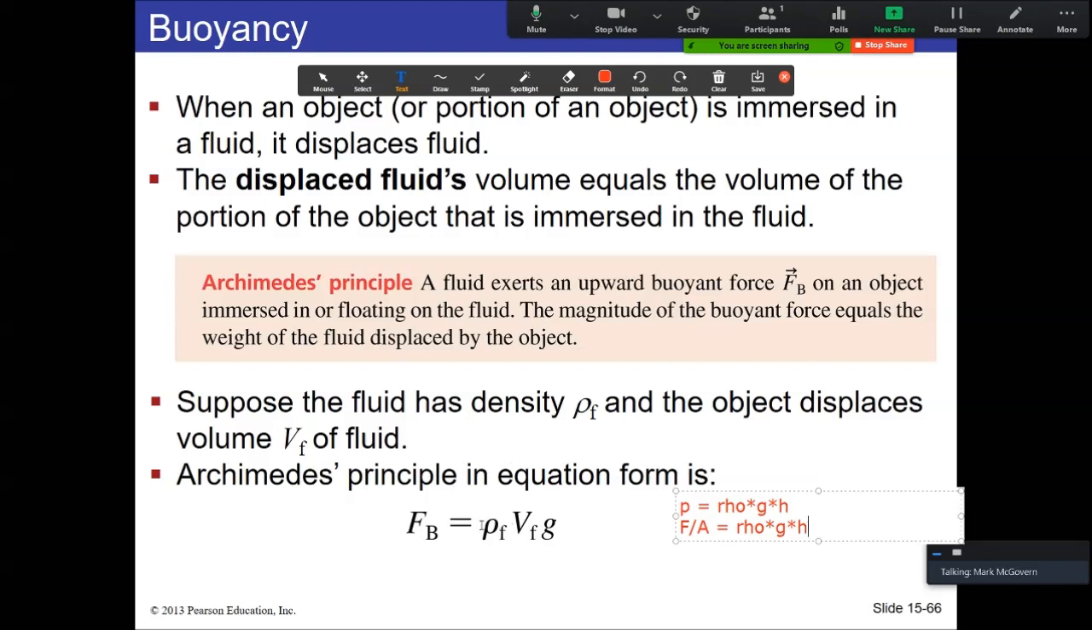But you can also interpret it as we're looking at the mass of fluid that's displaced here. So that's how we consider what the buoyant force is going to be on something that is submerged.